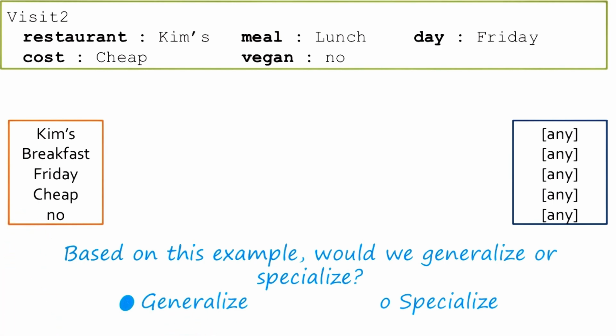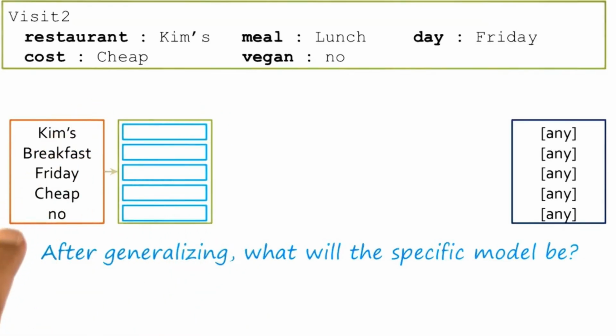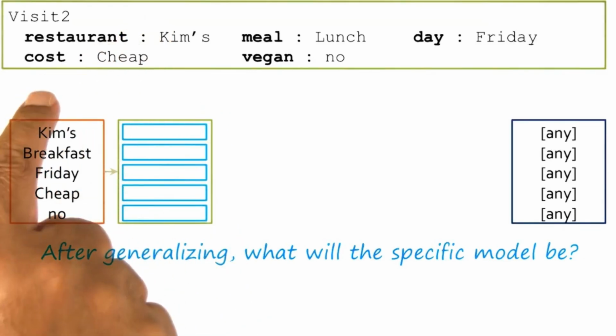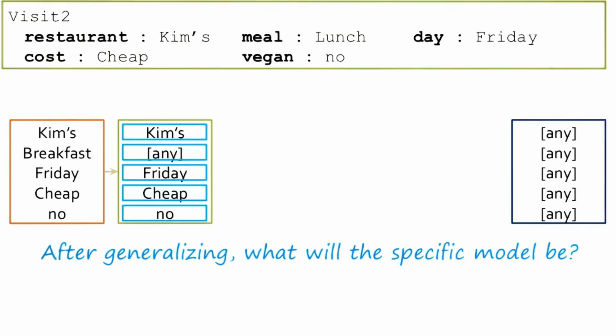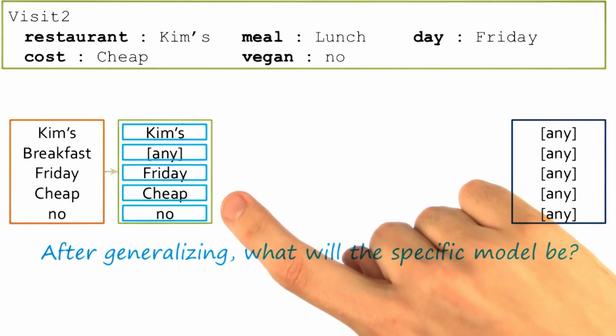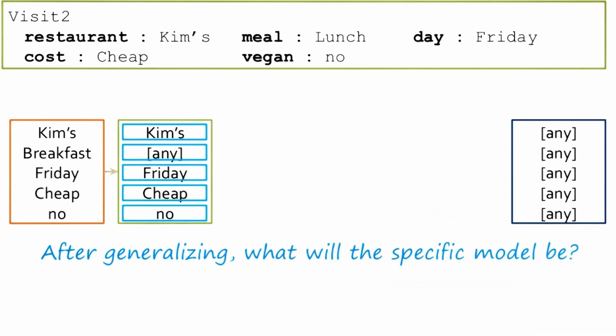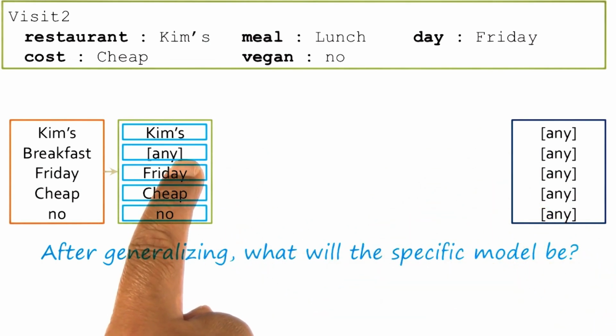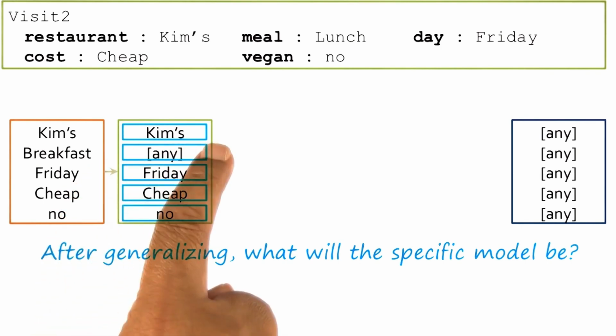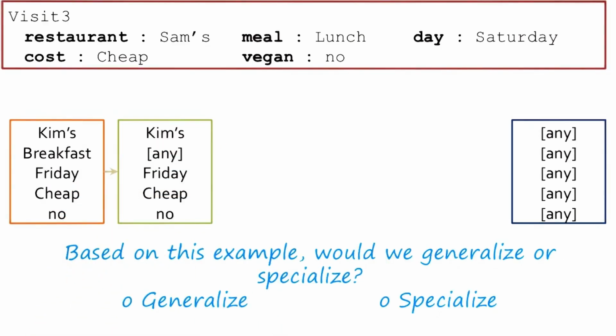That's right, David. So write down the generalization of this most specific model that is consistent with this positive example. What did you write down, David? So in this case, the only difference between this and the previous positive example is that now it's lunch instead of breakfast. So the only thing we're going to generalize here is that now it can be any meal instead of just being breakfast. But we're still going to say that it has to be Kim's on Friday, it has to be cheap, and it can't be vegan. And note that David could have put here breakfast or lunch, but for simplicity he has generalized it to any meal.